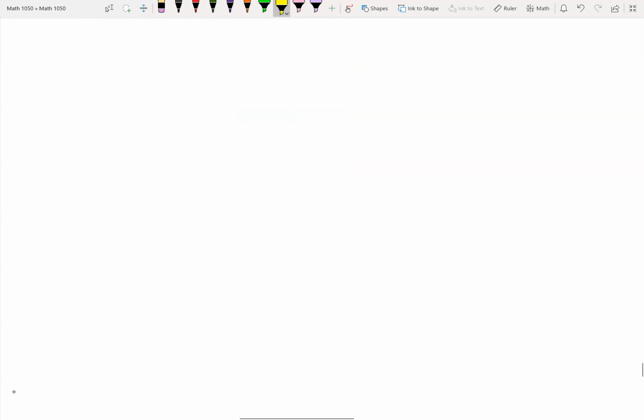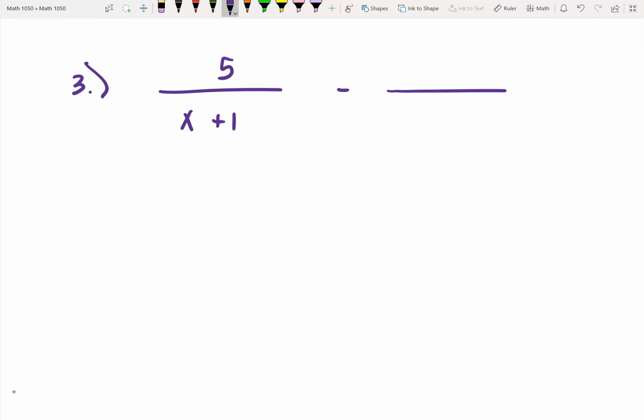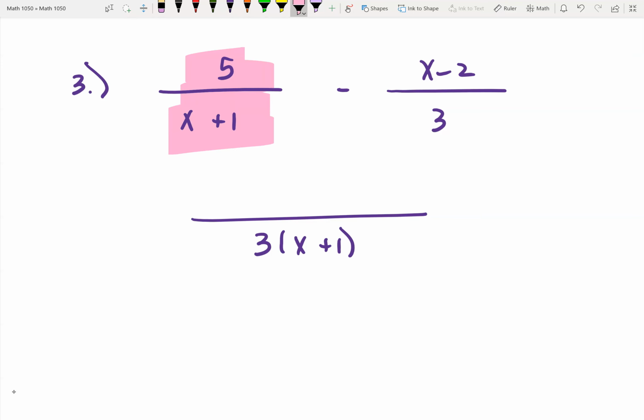Okay, example 3. I'm going to do some, and then we're going to take a little break, and you're going to do some. Then we're going to come back and do some more concepts. Subtracting these, common denominator. Most of the time, the common denominator is just pulling those things together. This one has the x plus 1. He's missing the 3. So 5 times 3 is 15. This one has the 3, he's missing the x plus 1.